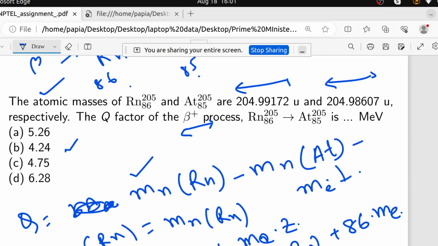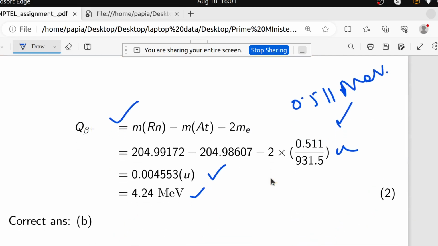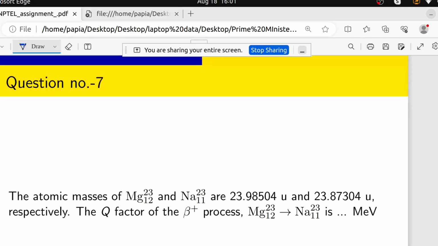Do you understand the point? I think yes. Yes, ma'am. The answer is 4.24, right? Yes, 4.24. This is the main thing, that you have to subtract 2Me for beta plus decay. But in beta minus decay, you don't need to subtract anything. That is the thing.